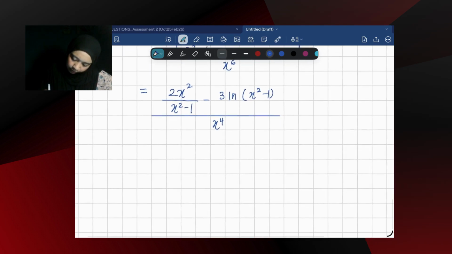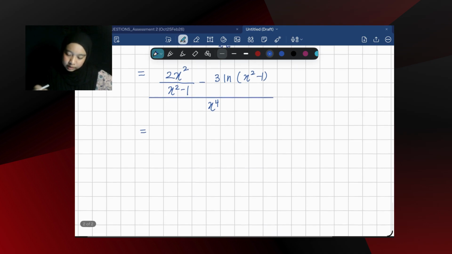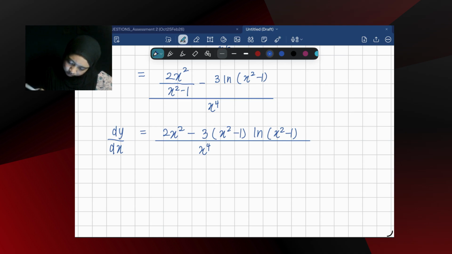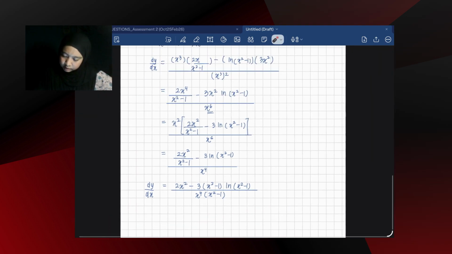So the final step is we need to write this fraction as a single fraction. So dy over dx equals 2x squared minus 3 times x squared minus 1 times ln of x squared minus 1, over x to the power of 4 times x squared minus 1. So this will be our final answer.